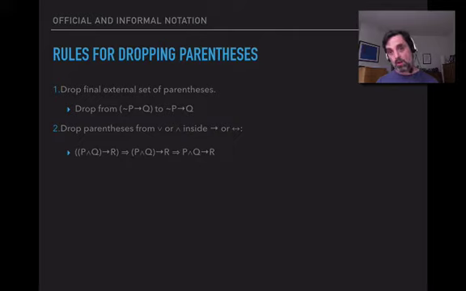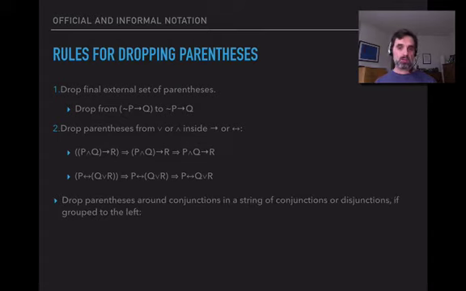arrow R with no parentheses, but we know that's a conditional whose antecedent is a conjunction because it was produced in this way. You can do the same thing again with a biconditional and a disjunction. So in this case, we have the disjunction on the right side of the biconditional. We drop the external parentheses, and then we drop the parentheses around the disjunction as well. And we have P double arrow Q or R, and we know that's a biconditional whose right side is a disjunction.